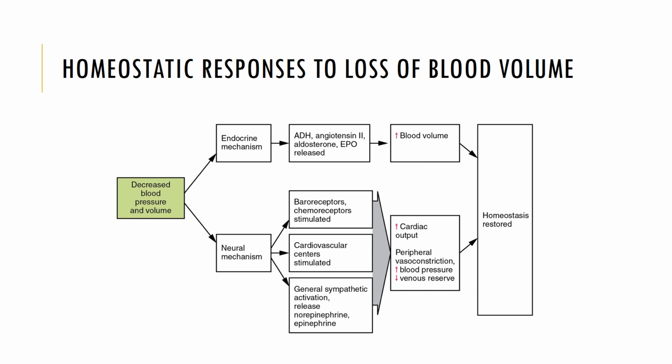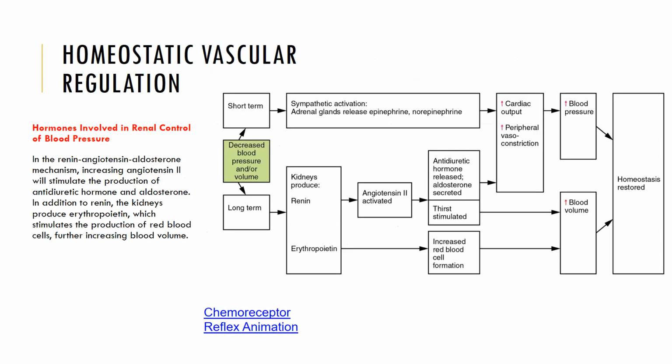ADH, or antidiuretic hormone, also known as vasopressin, the renin-angiotensin II mechanism, aldosterone, epinephrine and norepinephrine, atrial natriuretic peptide, and nitric oxide. So let's look at some of the hormones that are involved in vascular regulation.